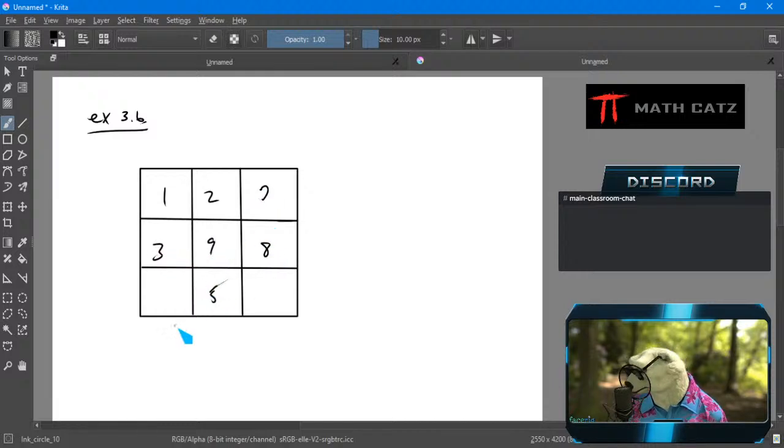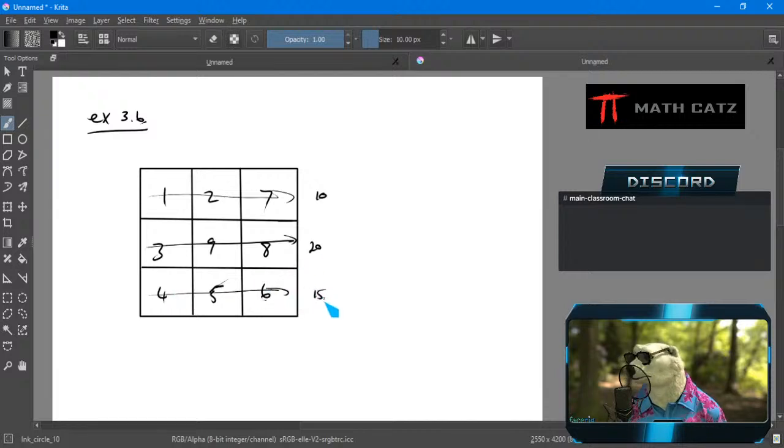What do I not have yet? 7, 4, 6 is missing. There you go. Do I just randomly fill it in and hope for the best? Well, if you're extremely lucky, go for it. But now I see that if I add these up, I get a 10. If I add these up, oh no, that's 20, isn't it? Add these up, that's 15. So that's not the right answer. They need to all add up to the same thing.